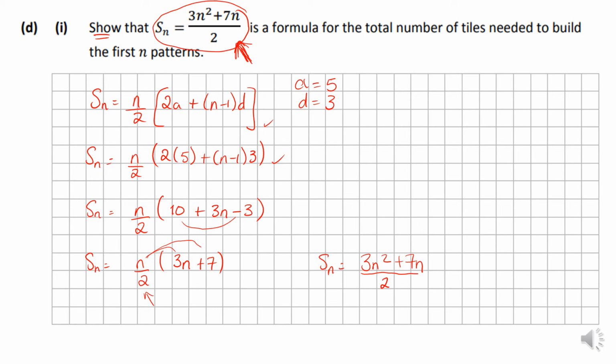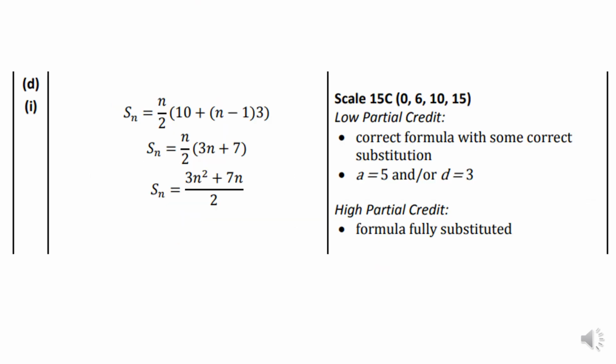Let's look at the marking scheme for that part. Did we get it right? Yes, we did, and there were 15 marks going for that. Again, opportunities to get partial credits. If you did the correct formula with some correct substitution, you're going to get 6 out of 15, or if you wrote down your values of a or d, you'll get something. If you fully substitute into the formula, you're going to get 10 out of 15. So formula, substitute, and then work it out and hope for the best.